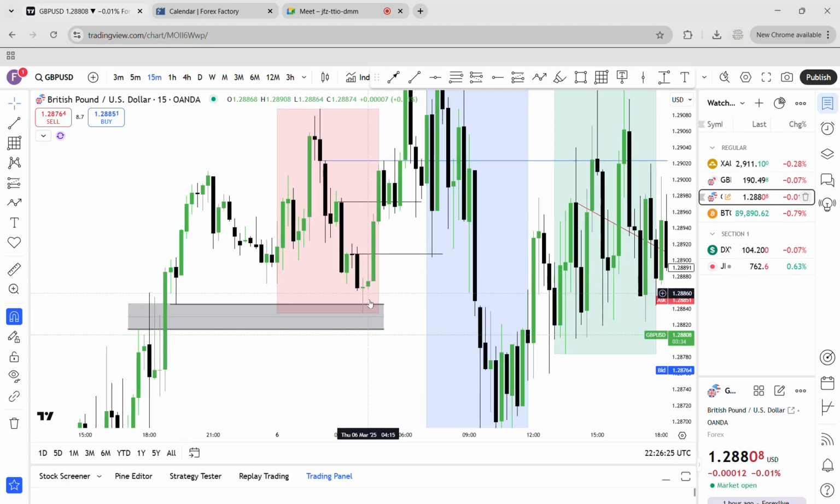There was no straight candle body that closed above this area, so that means I knew this is a structure.